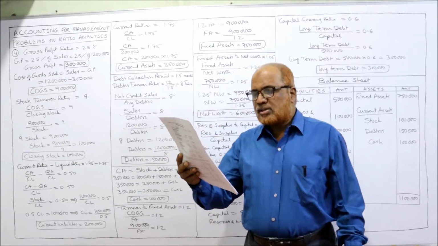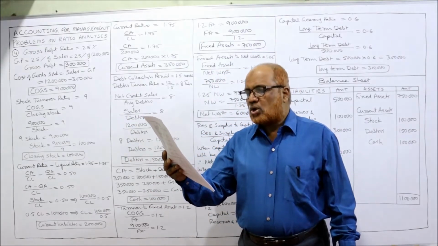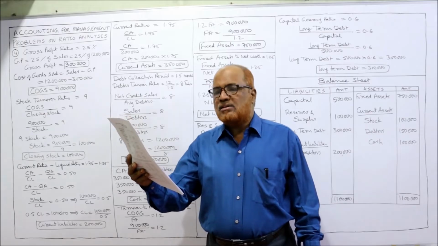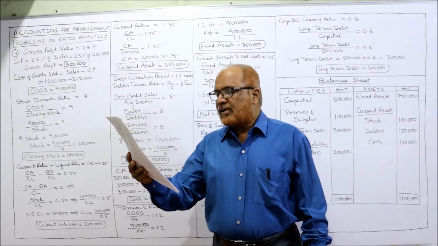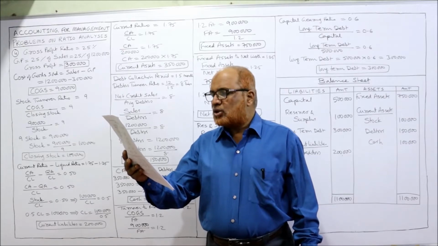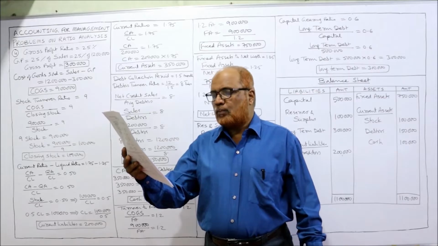So here different ratios are given. Current ratio 1.75, liquid ratio 1.25, stock turnover ratio, formula is given, cost of sales by closing stock 9, gross profit ratio 25%, debt collection period 1.5 months, reserves and surplus to capital 0.2.